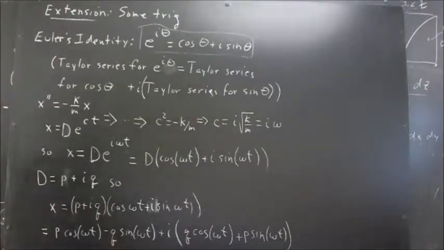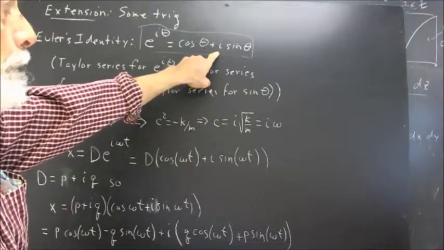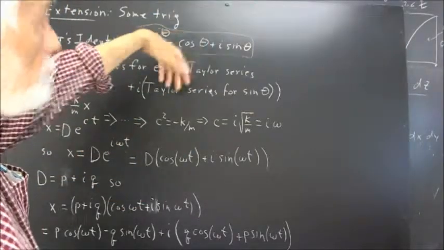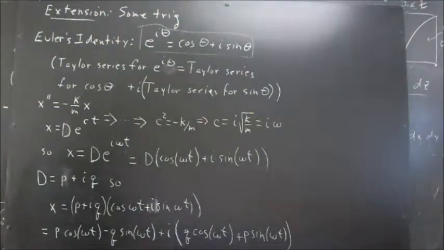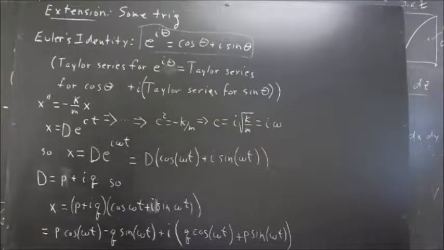Now that looks kind of weird. i is the square root of -1. In engineering, often you use j instead of i. But i stands for imaginary number, square root of -1. Okay? And this follows really very simply if you understand Taylor series.